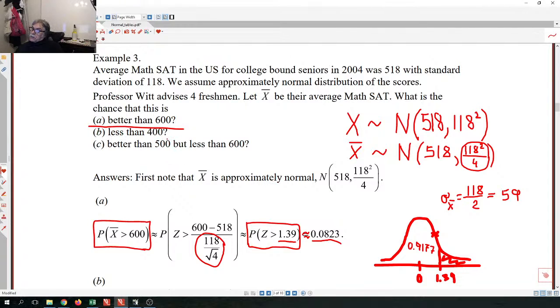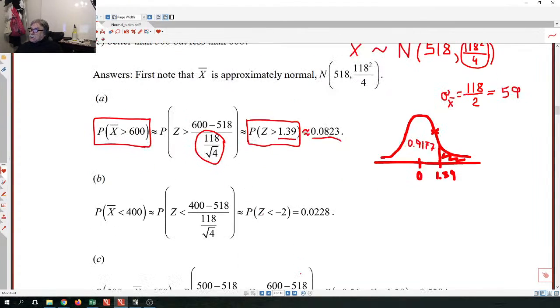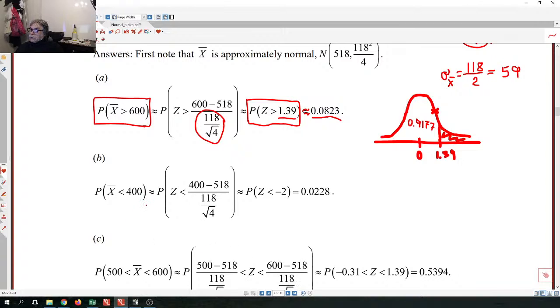The second part of the problem is looking for a chance that Professor Witt has 4 students that are really bad in math, okay? Because the average would be less than 400 math SAT of all 4. And the average of all of the students taking SAT was 518, so this is really, really bad, okay? So again, the question had to be put in the terms of probability, that this is probability that the sample mean is below 400.